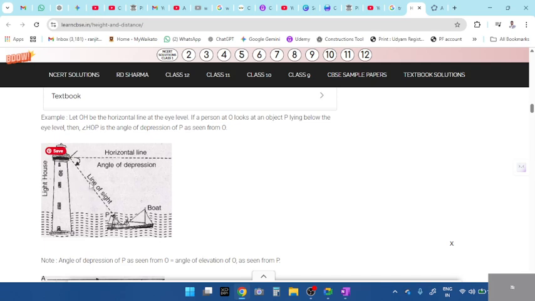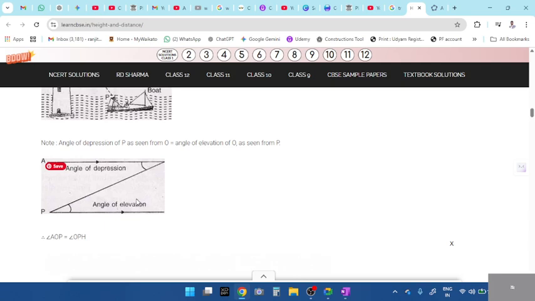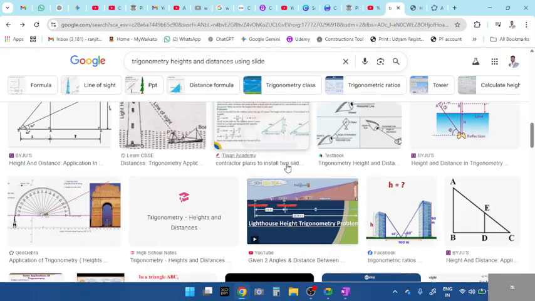Look at the line of sight. Line of sight is nothing but the hypotenuse. You just Google a few images of heights and distance. Wherever you come across line of sight, that is the hypotenuse. Mostly we use only tan. This is the diagram I explained. Angle of depression, angle of elevation. For angle of elevation, the angle is inside the triangle. Look, the angle is inside. For angle of depression, it is outside. Using parallel lines, we use interior alternate angles.